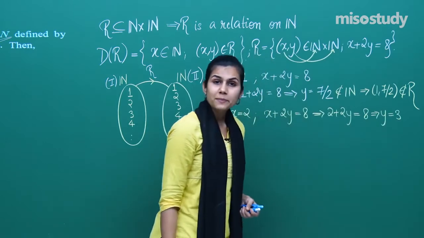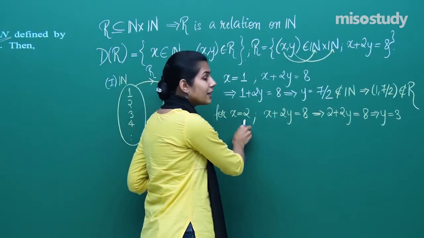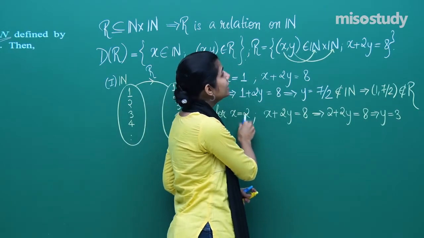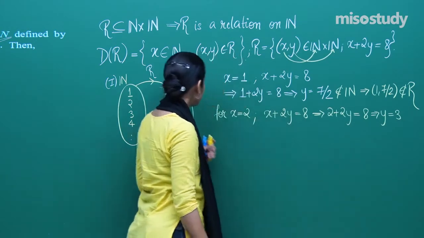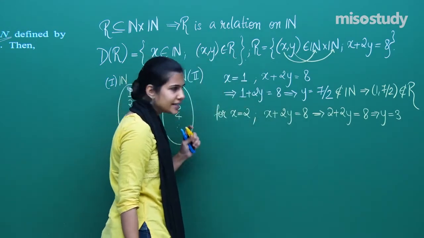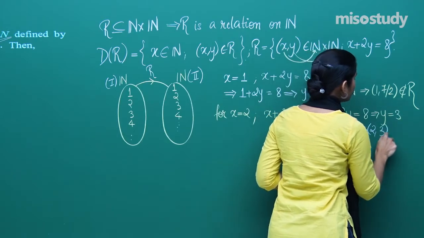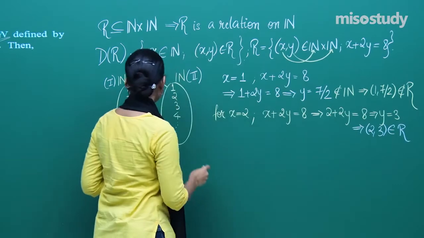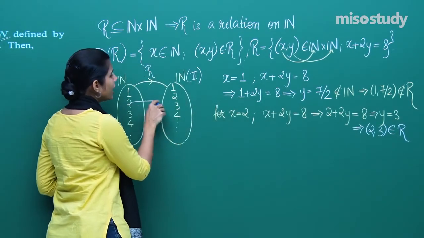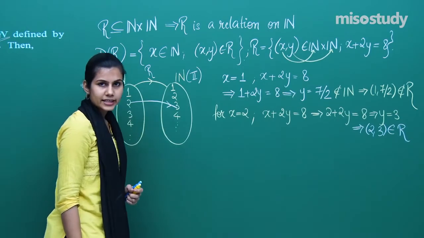And 3 is very much a natural number, so for x equals 2, the y which satisfies x plus 2y equals 8 is y equals 3, which is sitting in the set of naturals in the second set, which implies 2 comma 3 is an ordered pair sitting in the set R, because corresponding to 2, I have found 3 to which 2 is related.